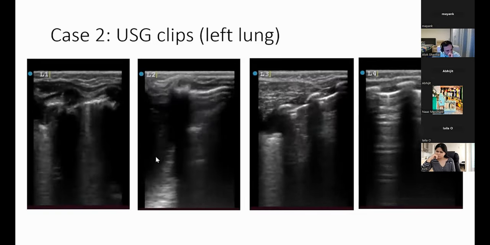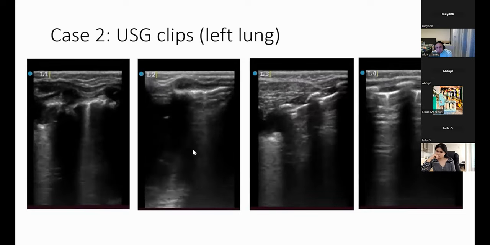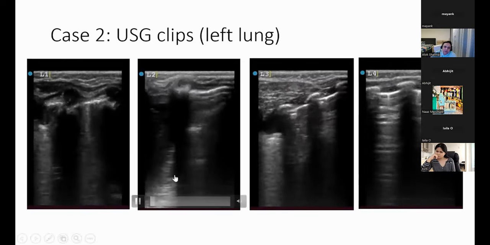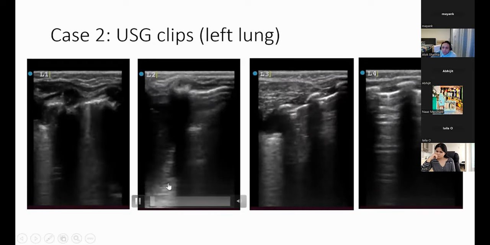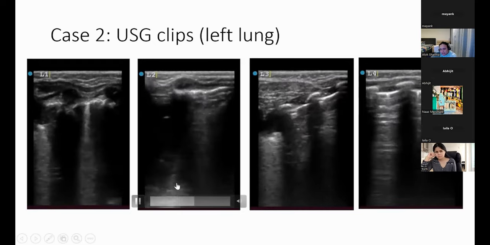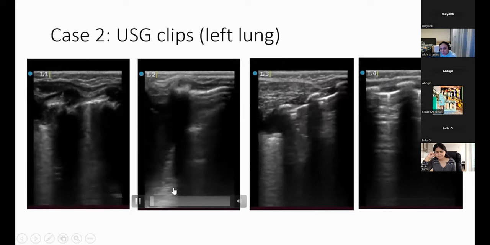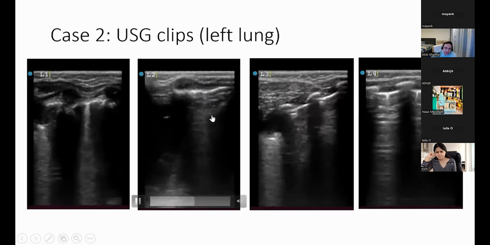Okay. It's something that I would follow up, because just for the heart shadow, it's very sharp. And again, what you can see is it's got this triangular margin to it. But I would completely agree that on the right side, you've got a very nice, clear pleural line with A-line profiles throughout.